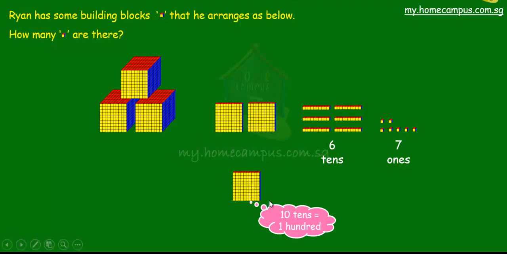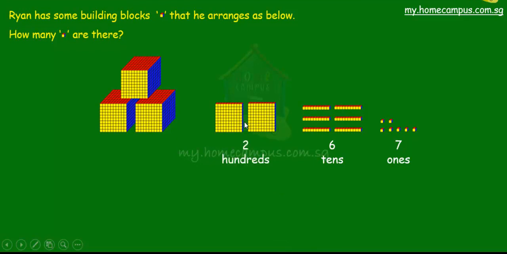So there are 100 of these single units in this one stack, or there are 10 tens in this one big stack, and this is equal to 100. Okay, now there are 1 and 2 of these stacks, so together there are 200.